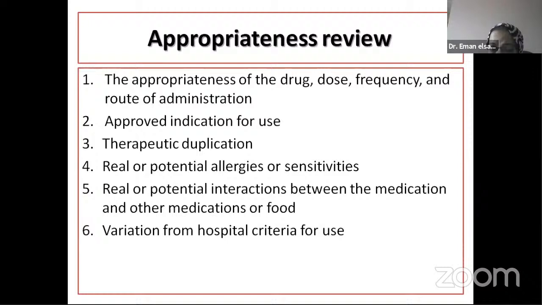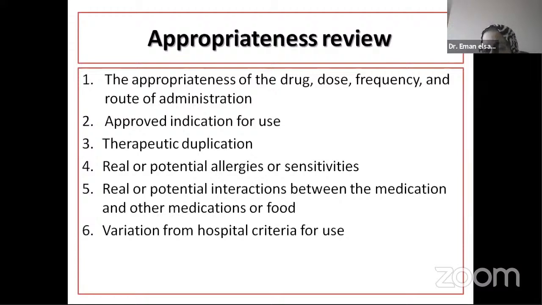Some hospitals specify a criteria for liraglutide only to be prescribed for treatment of diabetes. So if the physician wrote it for losing weight for the patient, it should not be dispensed by the pharmacist, or he should communicate with the physician first.